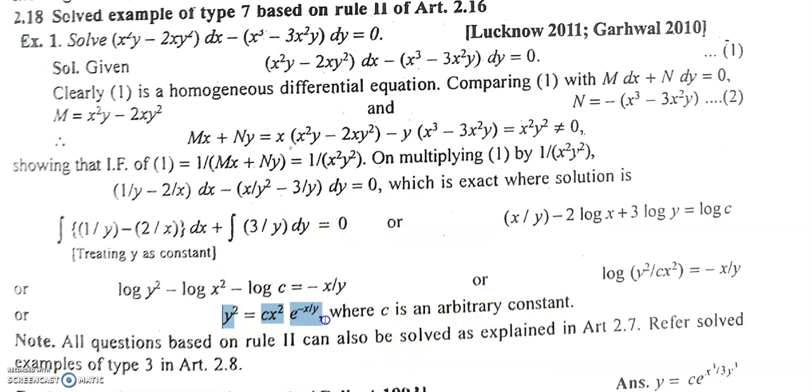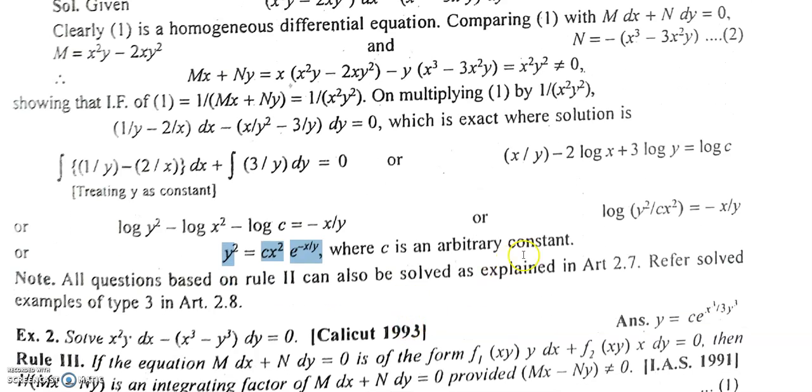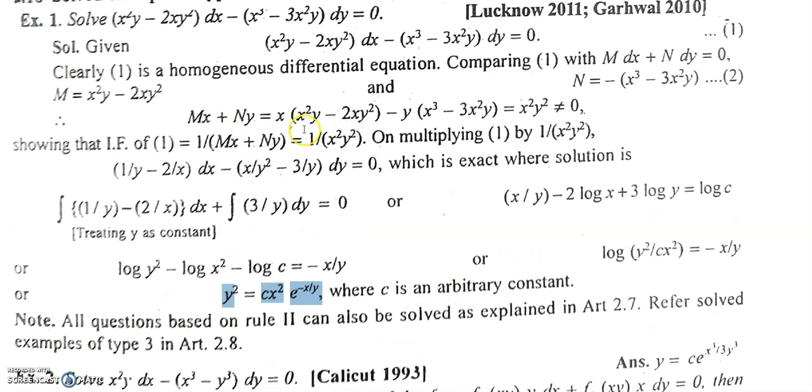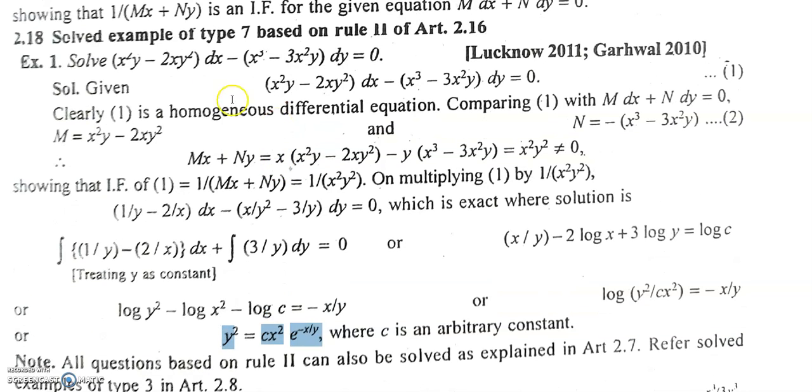So what is your final answer? y square equal to c x square e power minus x by y, where c is an arbitrary constant, right? You understood? That means first I just recap once again. A problem is given. First you find out M, then find out N, then find out del M del y and del N del x.